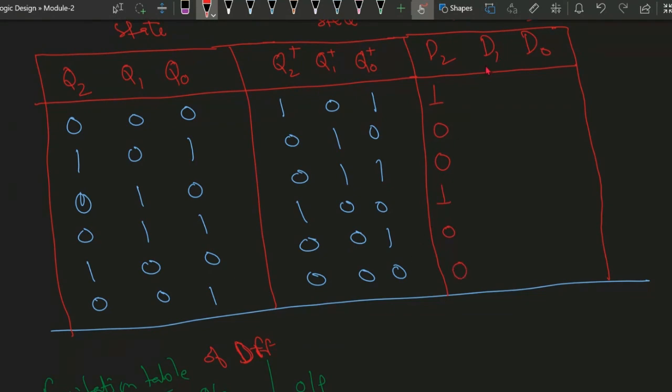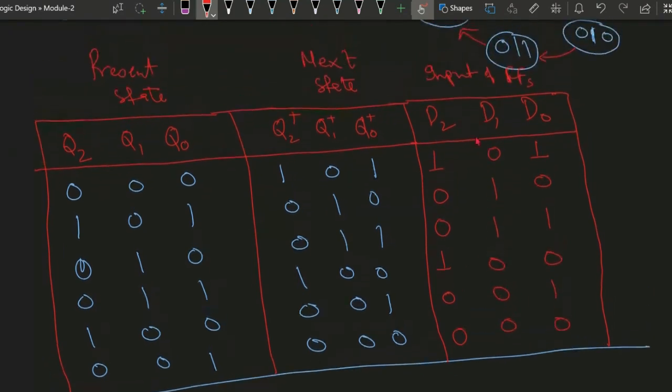Similarly for D1, this value will be there here. So it will be 0. This is 1. This is 1. This is 0. This is 0. And this is 0. Similarly, this is 1. This is 0. This is 1. This is 0. This is 1. And this is 0. I hope you have got this.